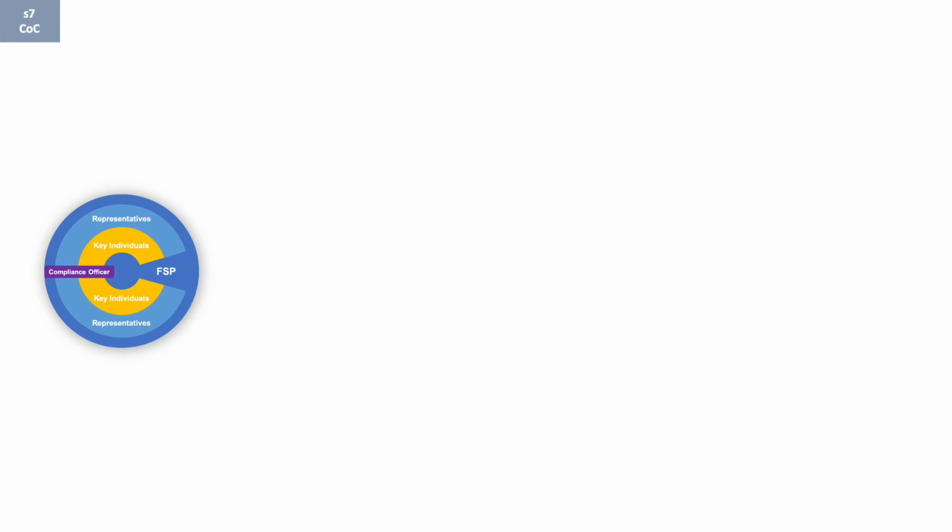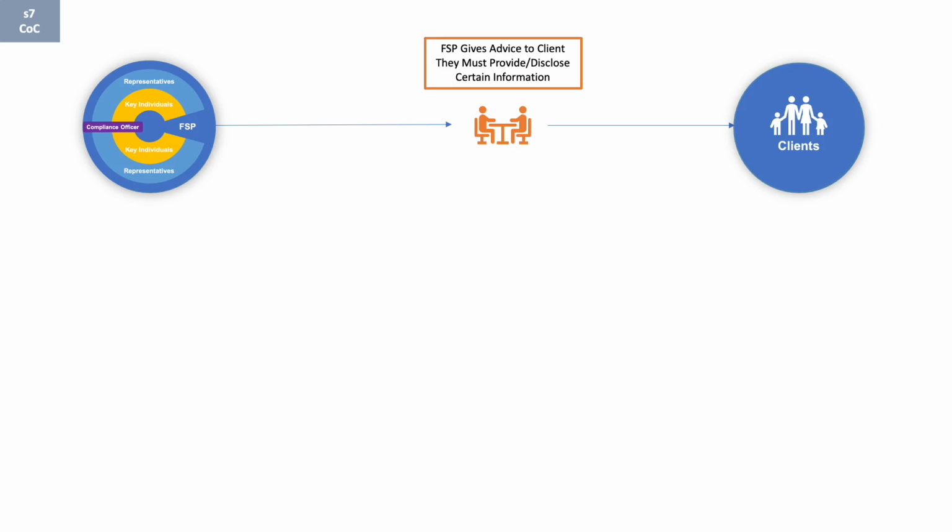This section deals with the information that an FSP must provide the client with regards to the financial service they are rendering. When an FSP gives advice to the client, the FSP must disclose and provide certain information relating to the financial services being rendered.